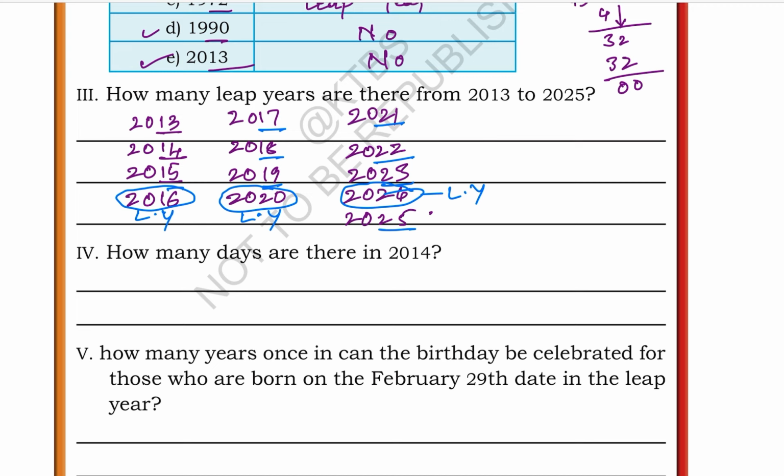So, we have 3 leap years. Which are the 3 leap years from 2013 to 2025? 3 leap years we have: 2016, 2020 and 2024. See, this is the answer.